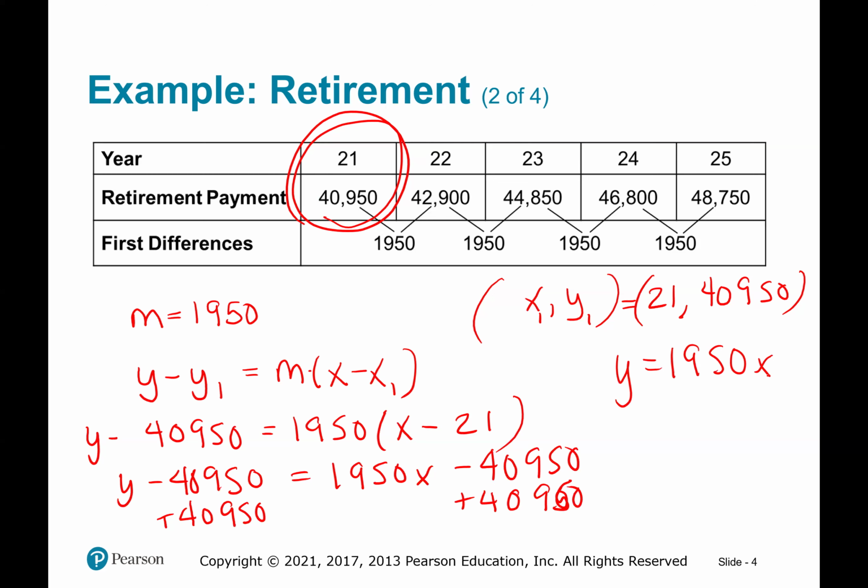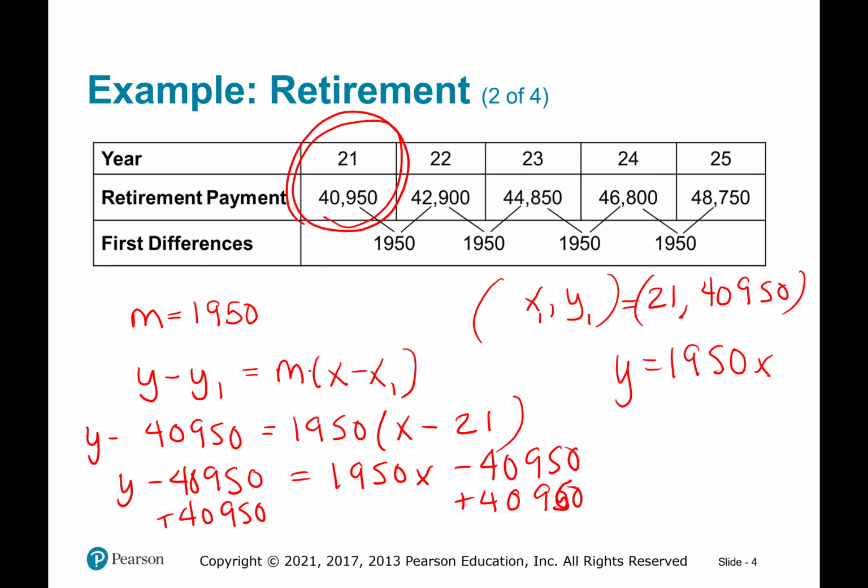If you have any linear equation in this form where there's no constant being added to the term that contains the x, that means that this thing goes through the origin. So it goes through the point 0, 0, and that kind of makes sense if you're talking about retirement. If I haven't worked any years, how much retirement should I get? None. So that kind of makes sense that I'm going to get that type of equation for this particular example. Okay, so a model that fits this data is y equals 1950x.